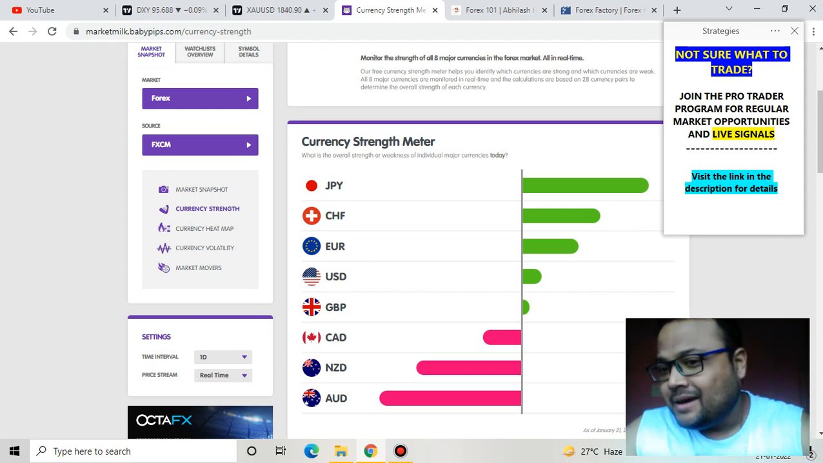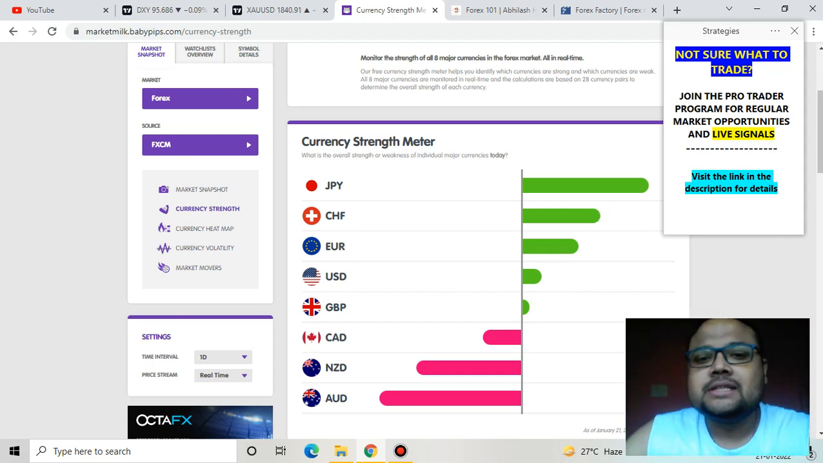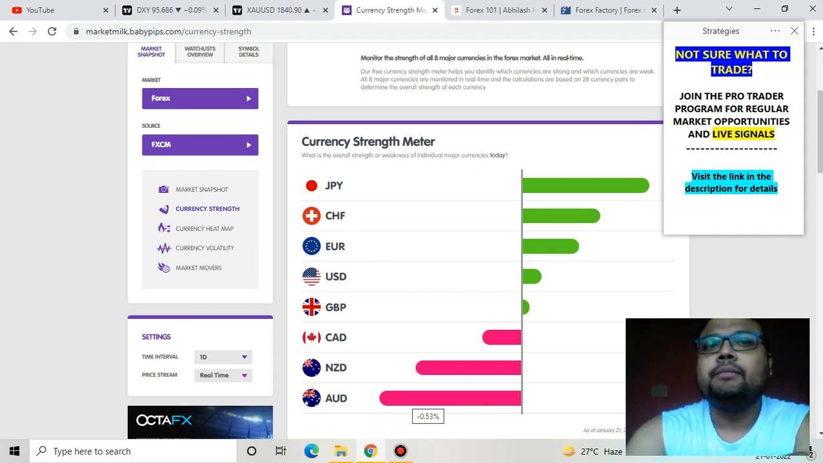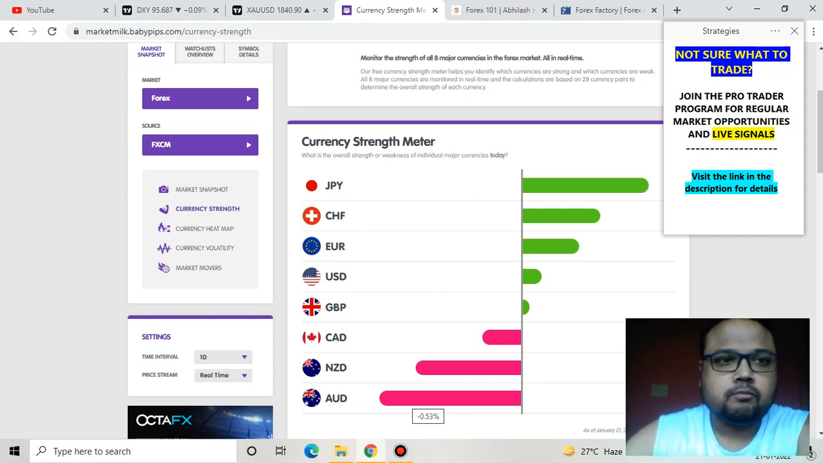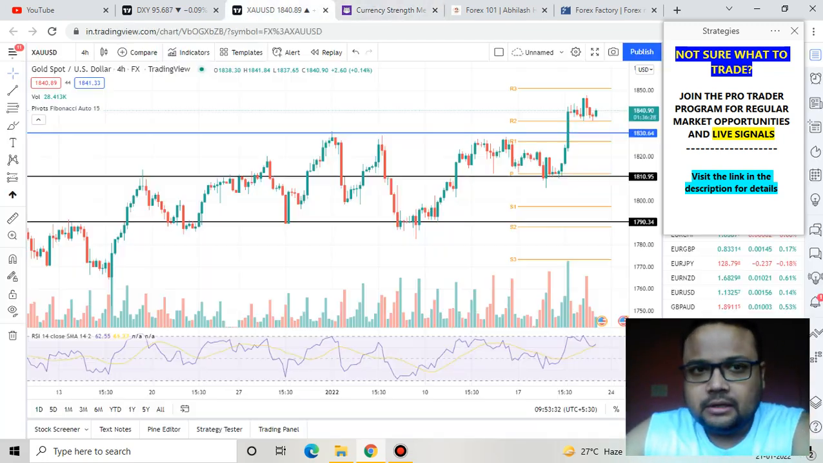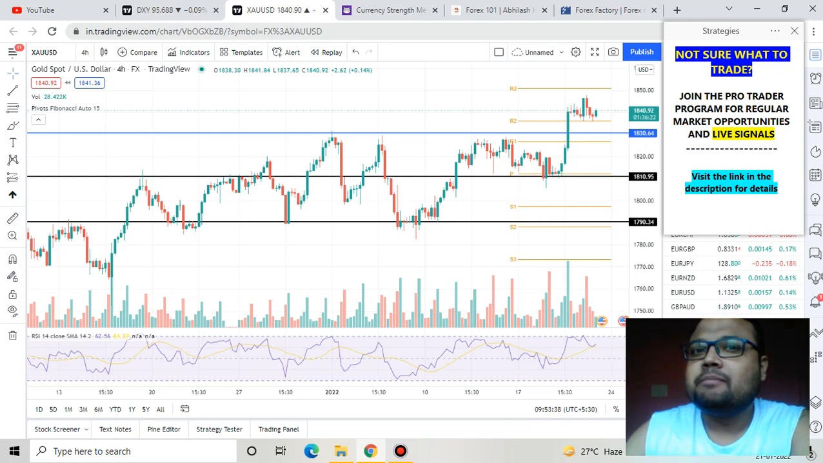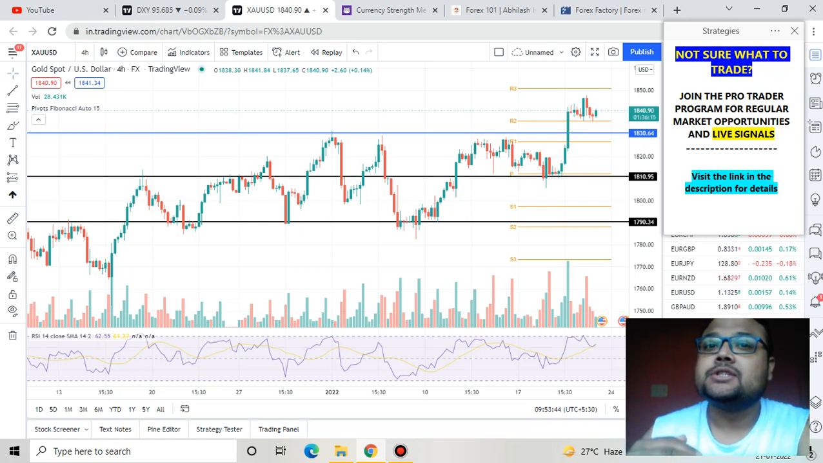Anyways, keep in mind JPY is the strongest currency and AUD is the weakest currency. So do not take any long position on AUD JPY, AUD CAD right now because AUD is very weak today. So clear? DXY US dollar does not have much buying power. Gold is trading in a range of 1846.47 on the upside and 1836 on the downside.